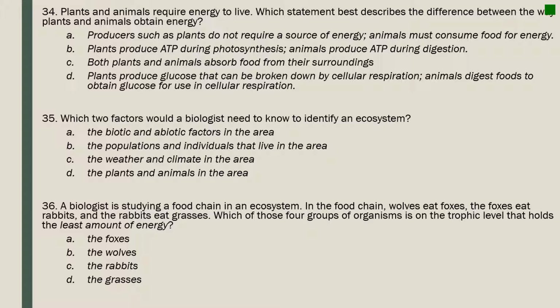36. A biologist is studying a food chain in an ecosystem. In the food chain, wolves eat foxes, the foxes eat rabbits, and the rabbits eat grasses. Which of those four groups of organisms is on the trophic level that holds the least amount of energy? A. The foxes. B. The wolves. C. The rabbits. D. The grasses.